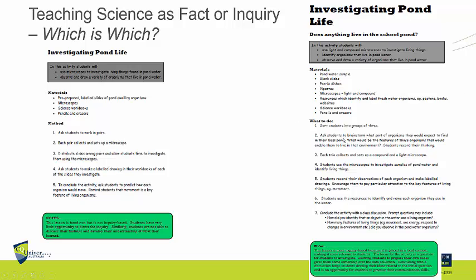Whereas, on the other hand, take investigating pond life. Does anything live in the school pond? Look at the processes here. Sort into groups. Brainstorm. Set up a compound light microscope. Use the microscopes to look at pond water and identify living things. Record your observations. Pay particular attention to grouping these objects, classify them, and finally come up with some sort of framework or rule or process.